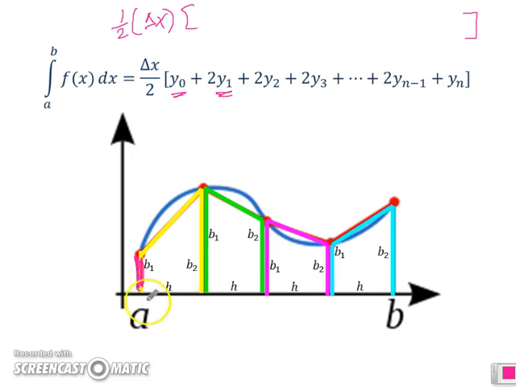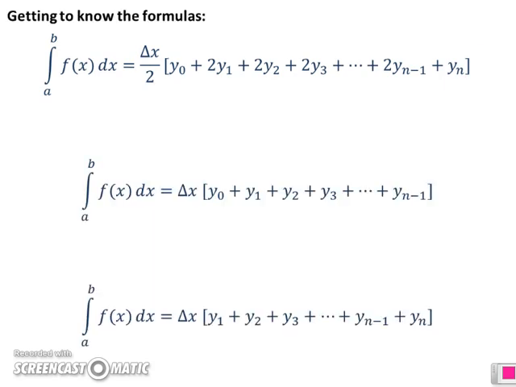y sub 1 would be the next delta x over. And we use 2 of them because it belongs to 2 trapezoids. And then y sub 2 would be the next one. y sub 3 would be the next one. Again, it belongs to 2 trapezoids. That's why there's 2 of them. And then y sub n is our b, and we only use that one time. So that's the explanation of the formula, and that was our top equation.